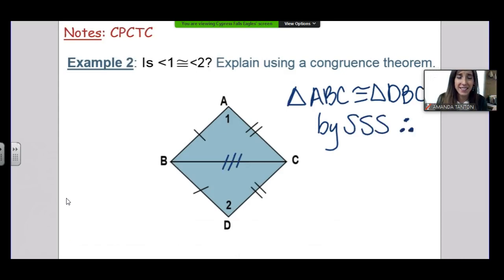Therefore what? What now? Therefore, angle 1 is congruent to angle 2. Why do we know they're congruent now? By what?